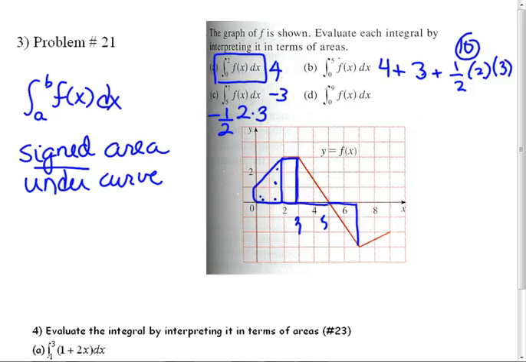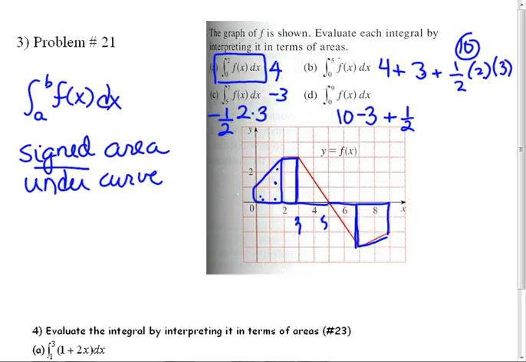And what about 0 to 9? I'm going to add up everything I have, which is 10 minus 3, and then I have to go from 7 to 9. Oh, that's a trapezoid. Do you remember that formula? 1/2 base times height divided by. You have to add the two bases.